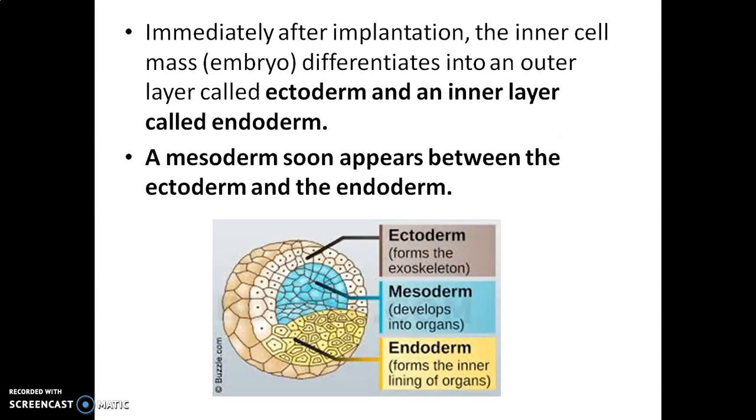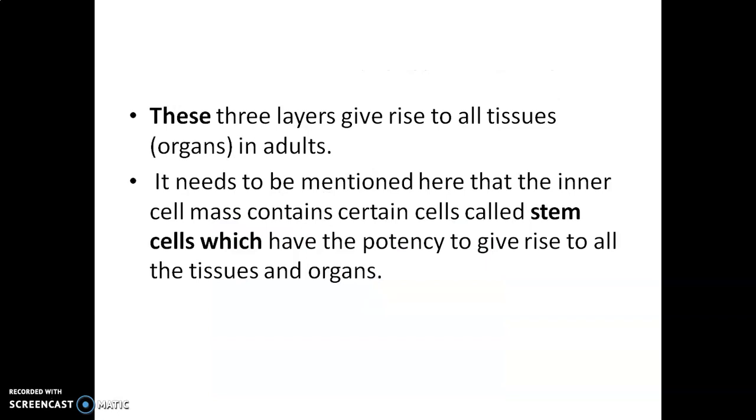Now, after the implantation, the inner cell mass of the embryo differentiates into an outer layer called ectoderm, an inner layer called endoderm, and in between, a layer called mesoderm appears between ectoderm and endoderm. So in future the tissues and organs will develop from here. These three layers give rise to all tissues or organs in the adult. Mention here that the inner cell mass contains certain cells called stem cells which have the potency to give rise to all the tissues and organs.